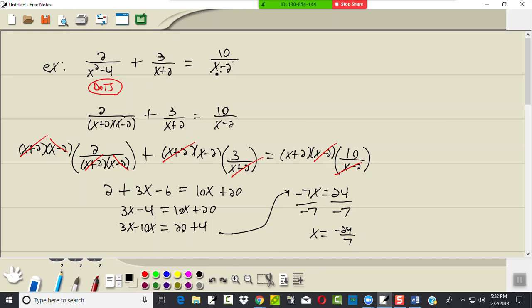The numbers that would have caused this problem is if I ended up with a positive 2. If I put it here, 2 minus 2 would have given me a 0, and I can't have a 0 in the denominator. If I'd come up with a negative 2, negative 2 plus 2 would give me a 0. And we can't have a 0 in the denominator. So you don't need to fully check it, but you do need to make sure that you didn't get an answer that gives you a 0 in the denominator.